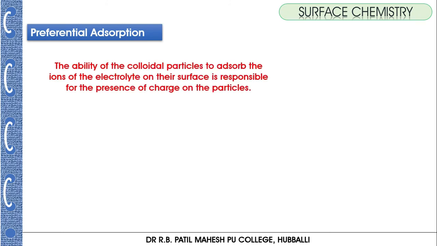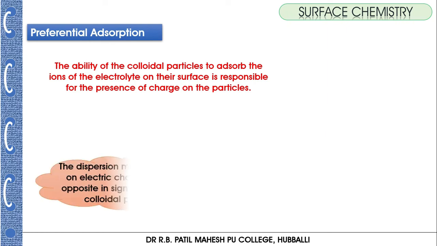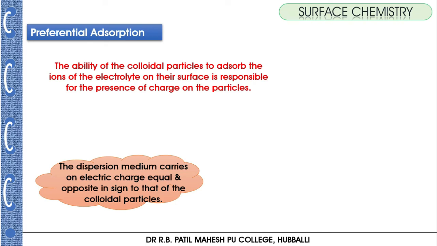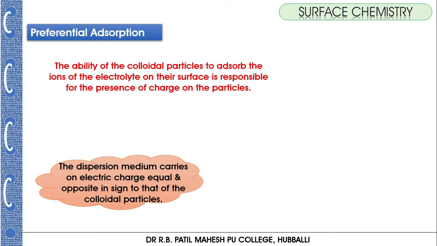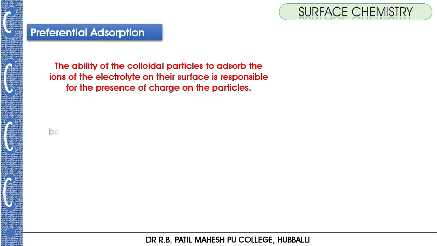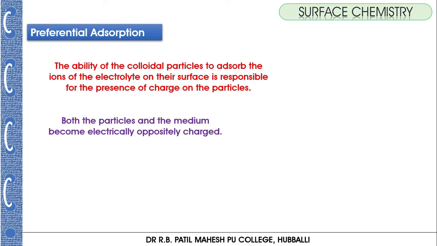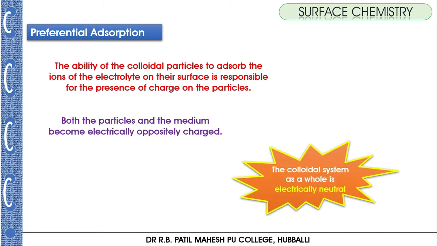Now let us see preferential adsorption. The ability of colloidal particles to adsorb a particular type of ions from the electrolyte on their surface, as we discussed, is the reason for the charge on the colloidal particles. The dispersion medium carries an electric charge equal and opposite in sign to that of the colloidal particles. Students, remember, if colloidal particles carry the positive charge, then the dispersion medium is going to carry the negative charge. Both particles and the medium become electrically oppositely charged. Hence, the colloidal solution entirely remains neutral. The colloidal system as a whole is electrically neutral.